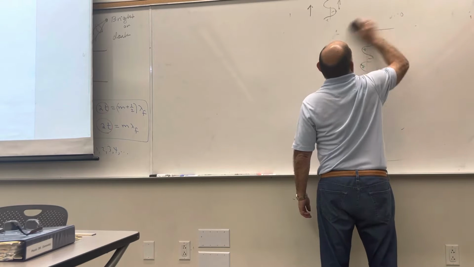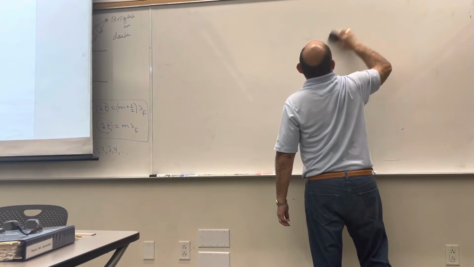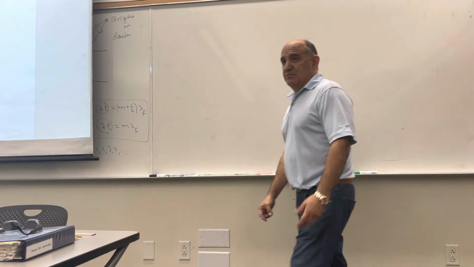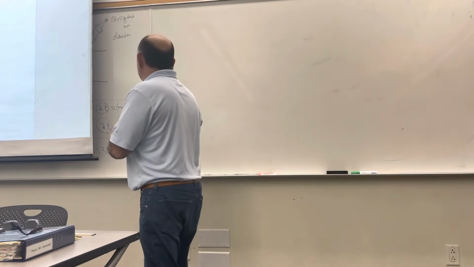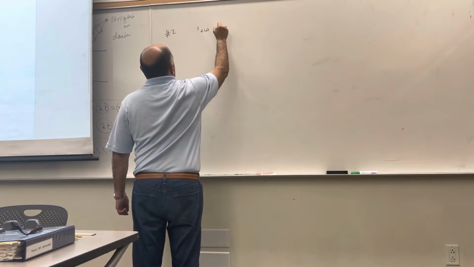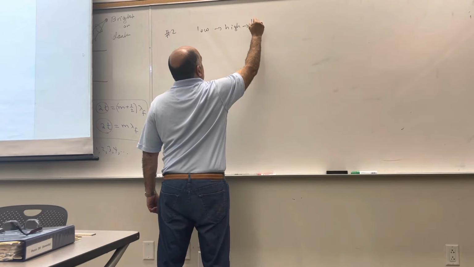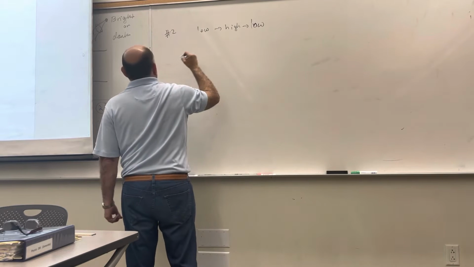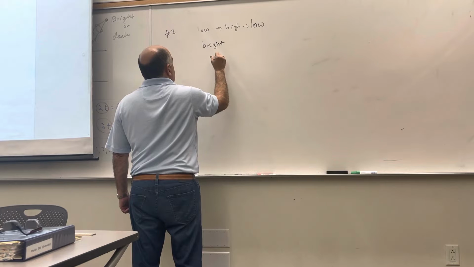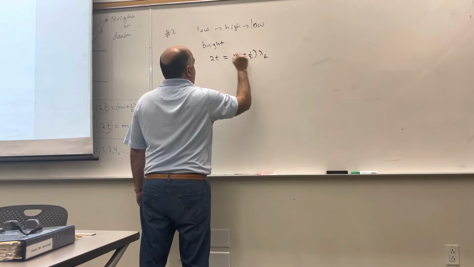What I do is I know the case of low, high, higher, and high, low, lower. I remember those for bright and dark, and then I just switch them for the other ones. So this is example number 2. So this is low, high, back to low. And we see them, so these are bright. So 2t equals m plus a half lambda in the film.